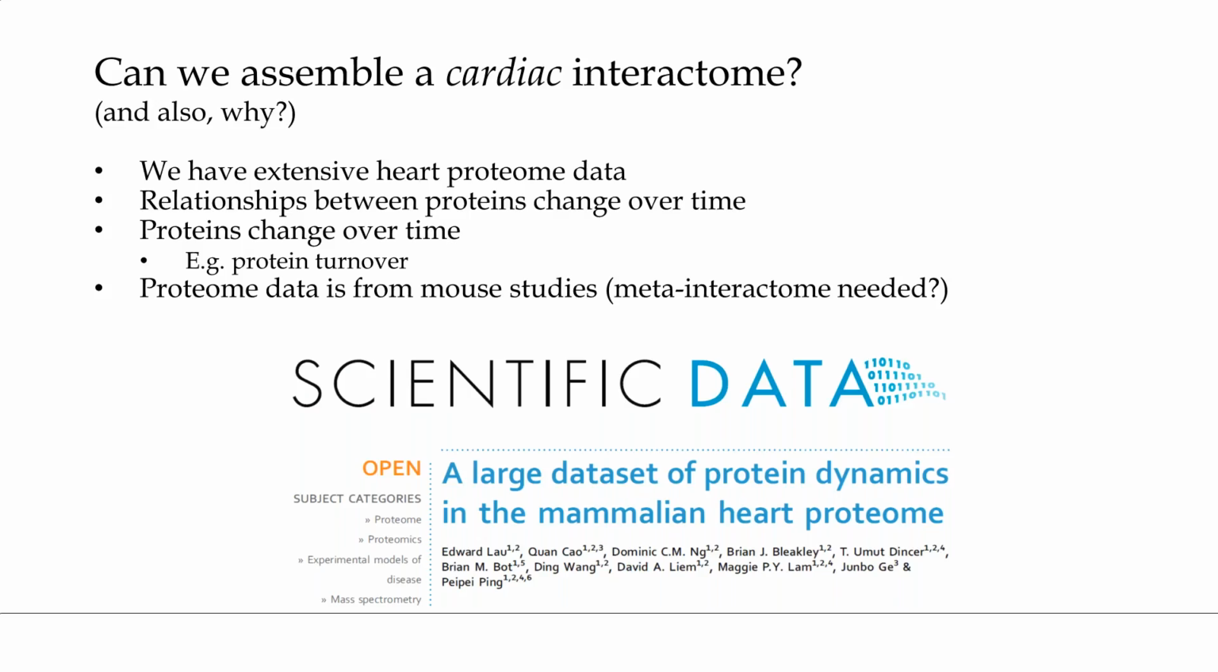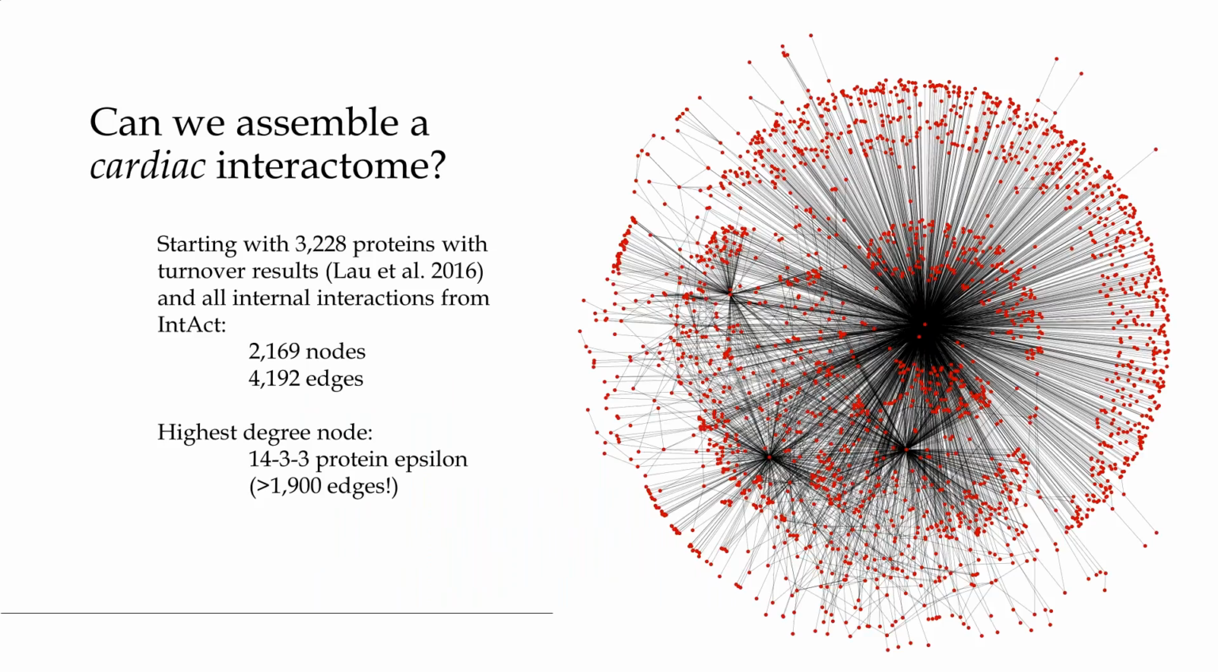So in this case, I'm going to talk a little bit about protein turnover, and I'm going to show you a network. So this is a bit of a hairball, but this is what you get when we start with the 3,000 or so proteins that Lau et al. discussed as having results from their protein turnover studies. So that's not even necessarily all the proteins present in the mammalian heart, but just a subset of them, and we still see that once we compare them to the interactions that we extract from IntAct as of quite recently, that still leaves us with more than 2,000 nodes, so once again, each protein is an individual node here, and more than 4,000 edges.